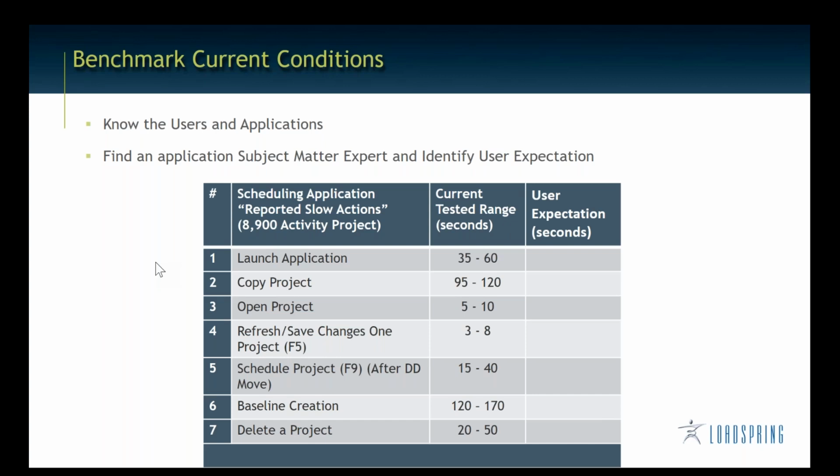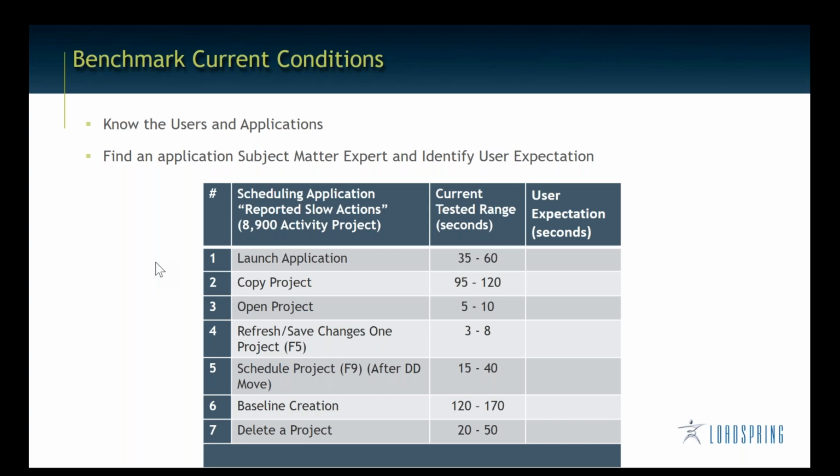And when we have users report slow performance, at least with this type of scheduling application, we like to then go through and say, okay, well, we would like to understand some performance metrics between the top 7 reported slow actions for this application. Will you please walk through a brief test with us? So we get them online, we actually walk through the test with them, we time it, and that helps understand what they're experiencing. And then we compare it to our current tested range.